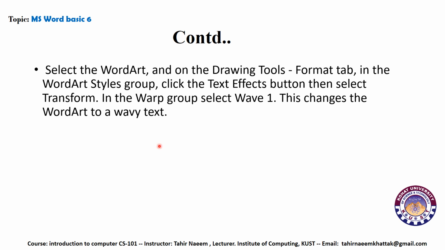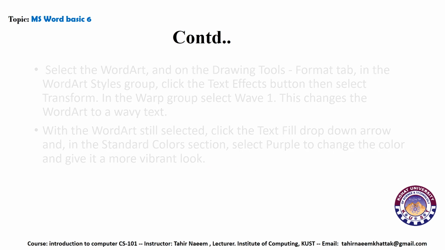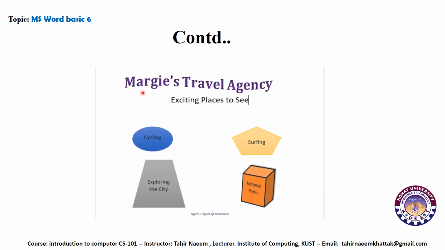Select the WordArt, and on the Drawing Tools Format tab, click the Text Effects button, then select Transform. In the Warp group, select Wave 1, which changes the WordArt to wave text. With the WordArt still selected, click the Text Fill drop-down arrow. In the Standard Colors section, select purple to change the color and give it a more vibrant look. So here you can see we have a logo, and this is the WordArt.